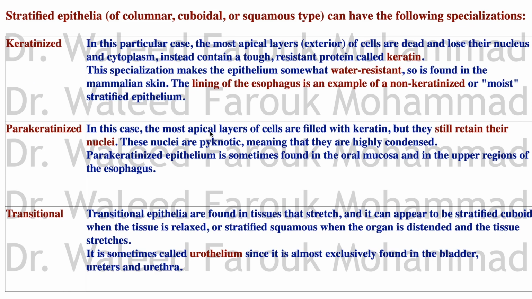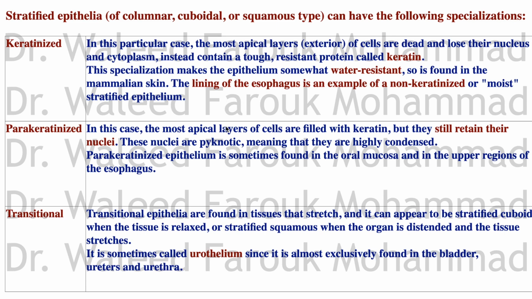Stratified epithelia can be keratinized or para-keratinized or the transitional epithelium. Keratinized means the apical layers are replaced, they lose their nuclei and cytoplasm, and the cells are dead, actually, and they contain a tough resistant protein called keratin. The keratin is known to be water resistant, so it's found on the mammalian skins, and the non-keratinized type mostly found in the esophagus, and it's called moist stratified epithelium.